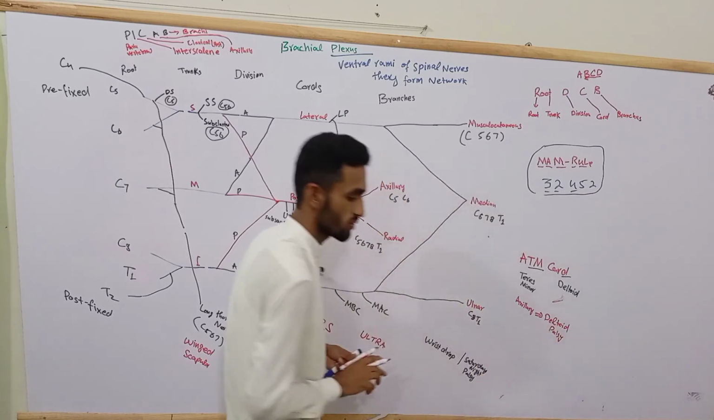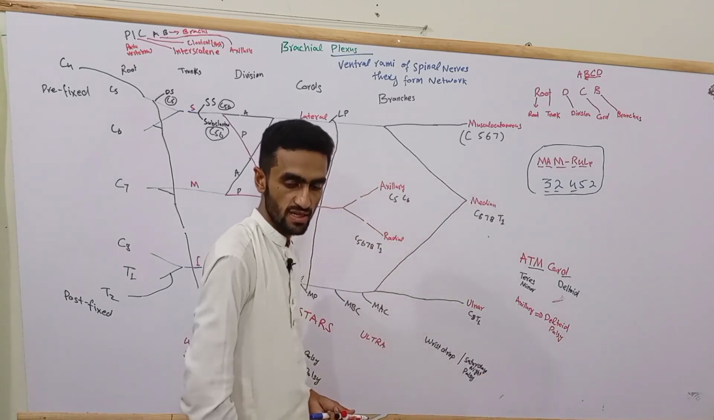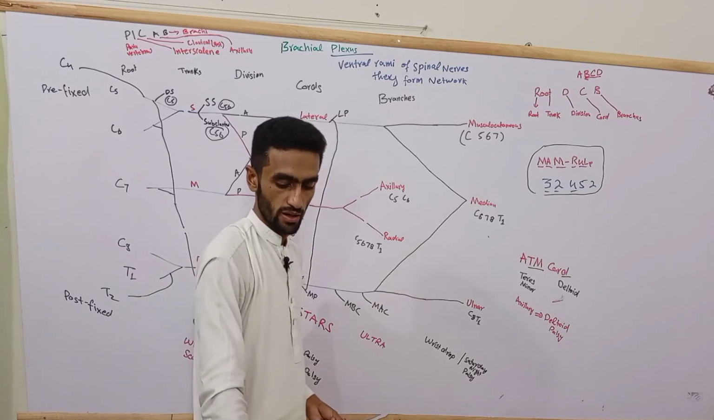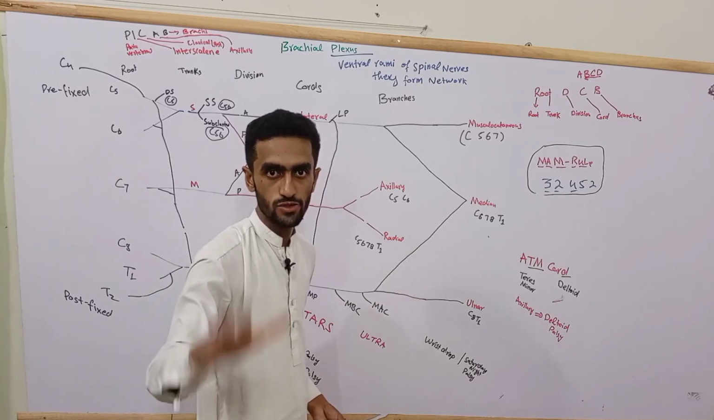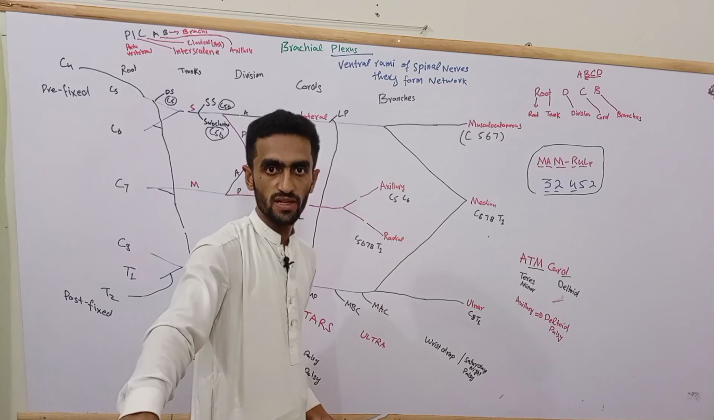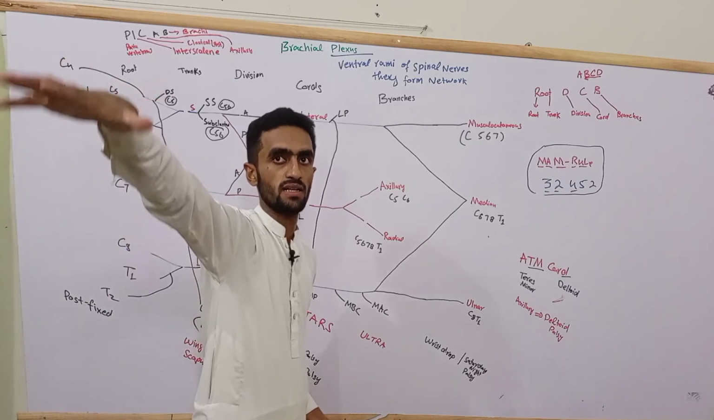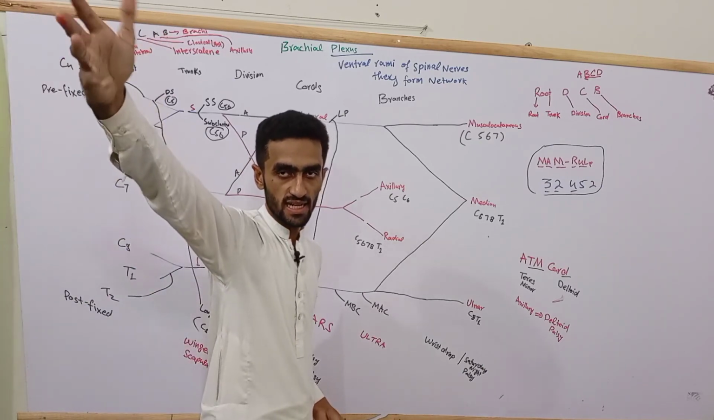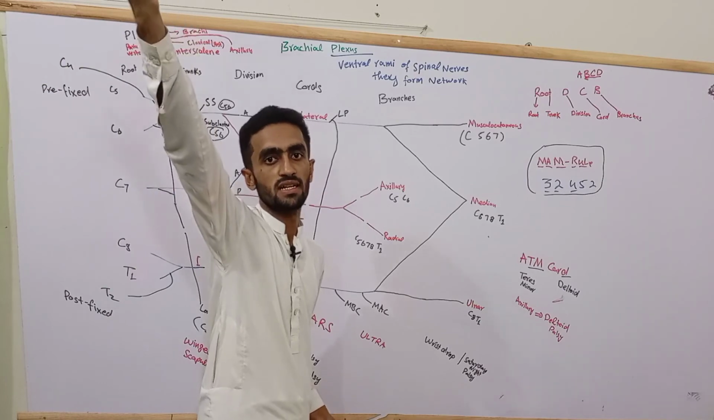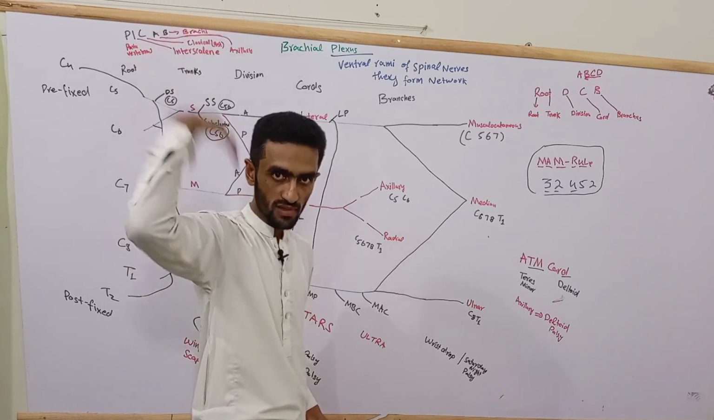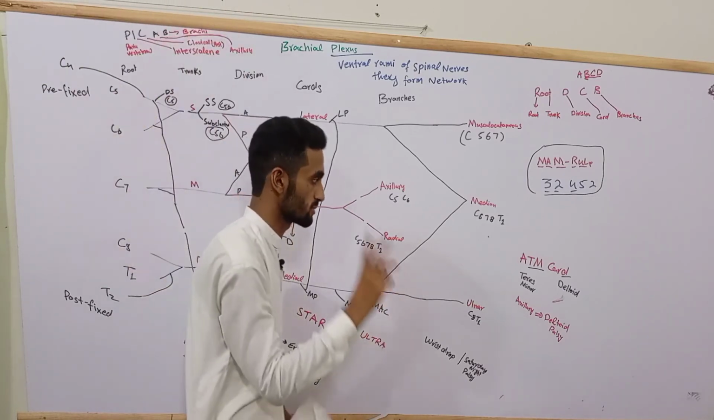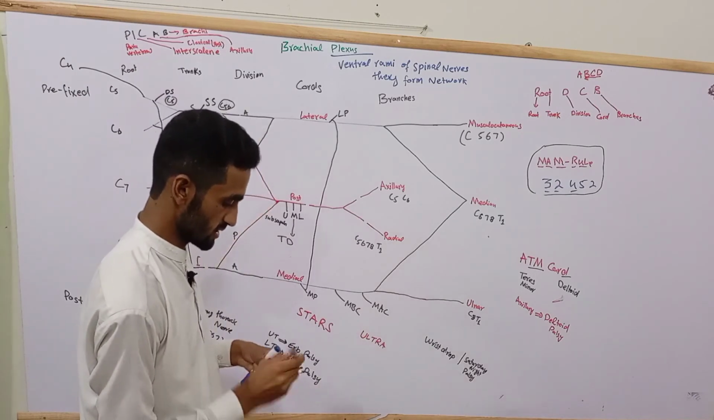Make sense? So what is the function of deltoid? Abduction. So before 15 degrees is the supraspinatus, 15 to 90 is the deltoid, and 90 upward is the trapezius and the levator scapulae. So both muscles are involved in the abduction.